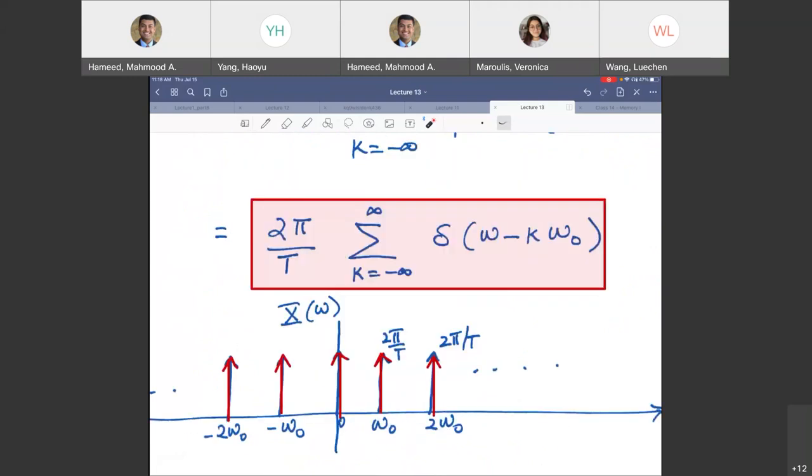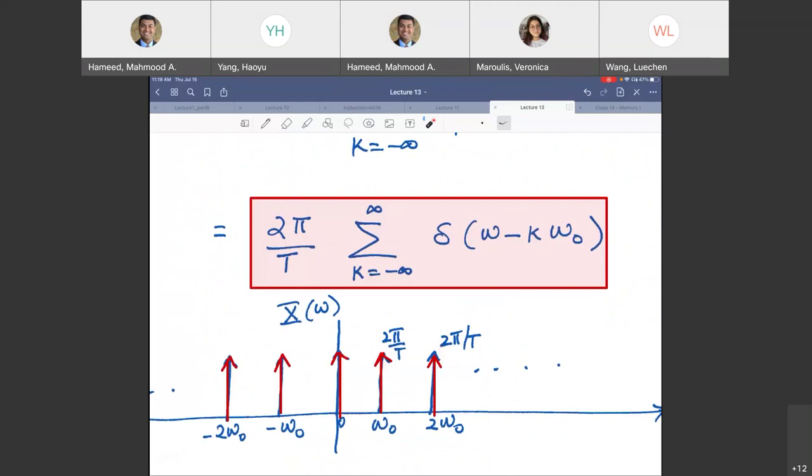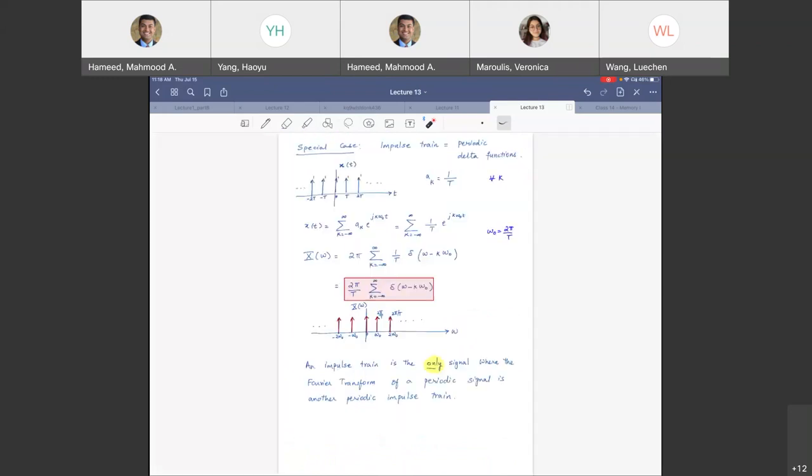So when you sketch it out, you have impulses with a weight of 2 pi divided by T. The impulses are present at 0, omega naught, 2 omega naught, and so on, as well as on the negative side. The Fourier transform of an impulse train is another impulse train. This is the only signal for which that is true: the only signal where the Fourier transform of a periodic signal is another periodic impulse train.